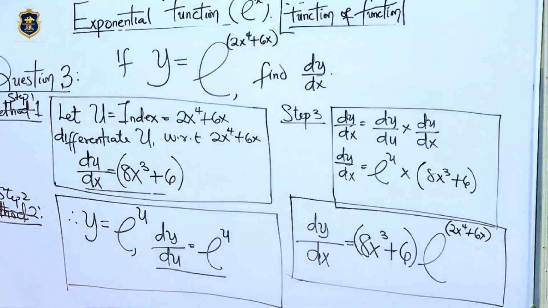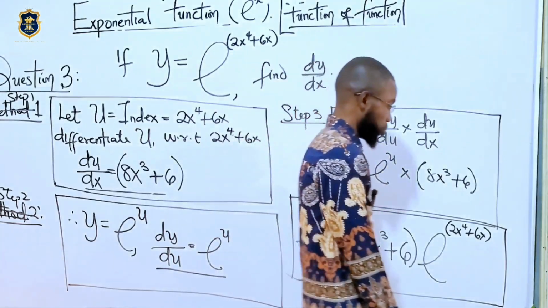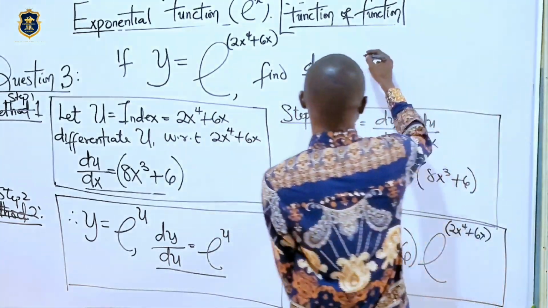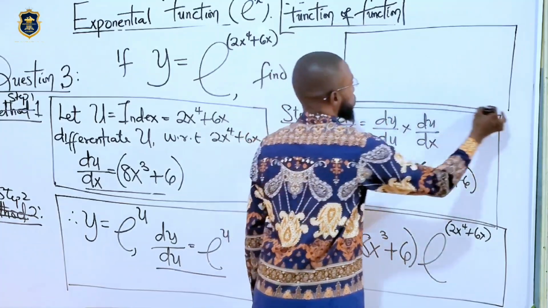That's that. It's very simple. Follow the steps. You know what to do. So let's look at the easier way, method 2. It's easy now. Just differentiate the function.